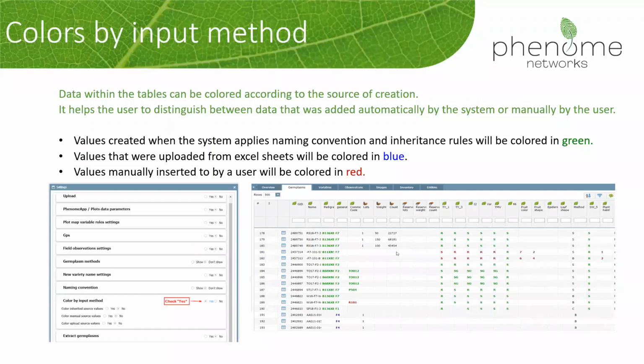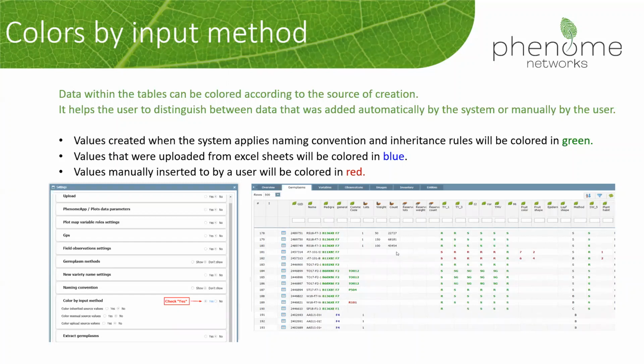Another very nice feature is color by input. And what this feature does, it will show you what is the source of the data, how it was taken. Was it taken manually? Was it uploaded by a file? Was it created by inheritance rules? So this feature, we highly recommend doing on a folder basis and not on the entire research group, in order not to slow the system. So if you're doing it on a specific folder, then it will be just on that and it will not affect the entire software, the entire database.